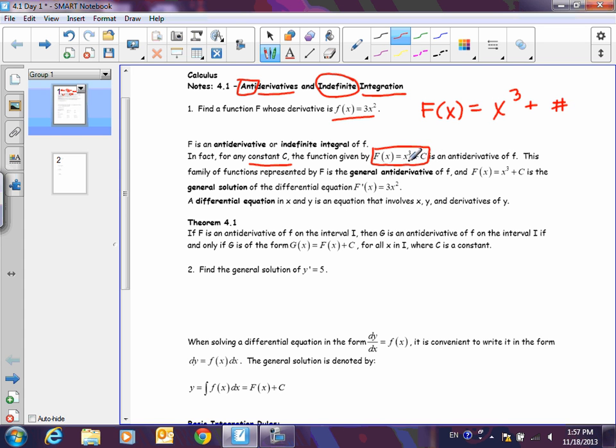This plus c is our general antiderivative. For today, we don't know what c is. But every time we take an integral or antiderivative, we're going to put plus c.